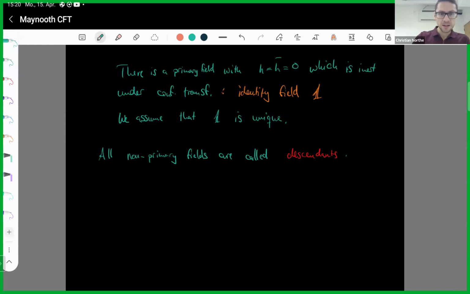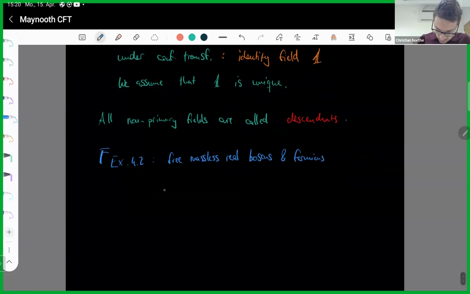And for you as an exercise, to get an idea, there is an exercise 4.2 where you take free, massless, and real bosons and fermions. They have an action which, in complex coordinates, the boson looks as follows: del phi, del bar phi.